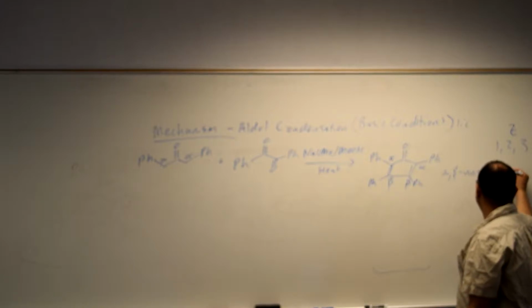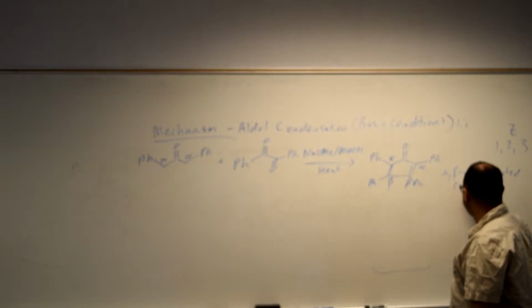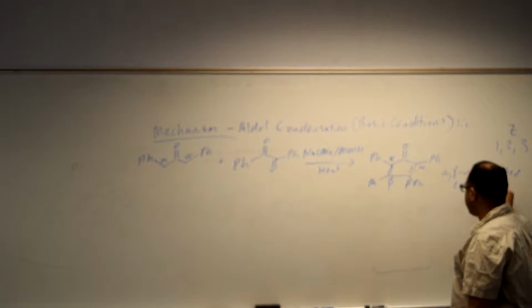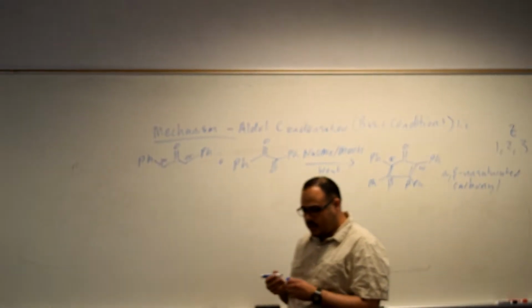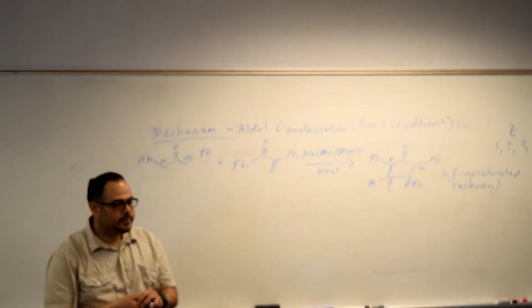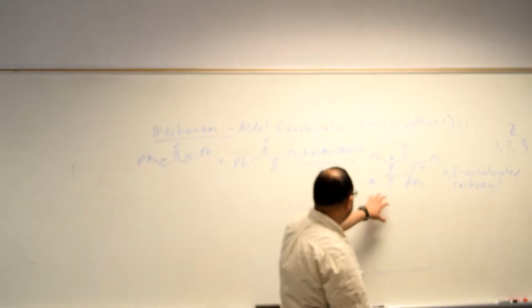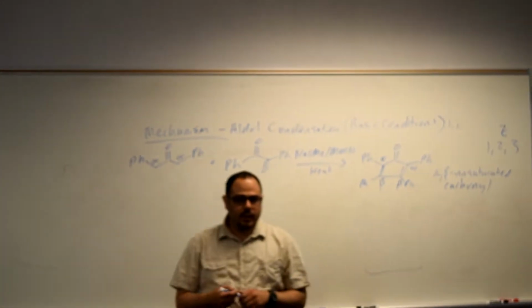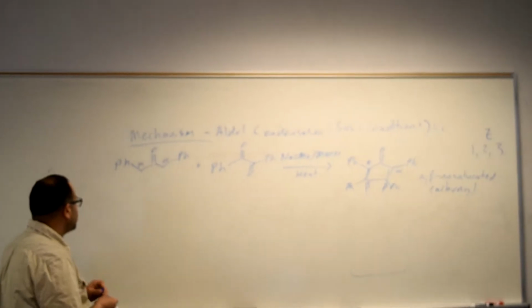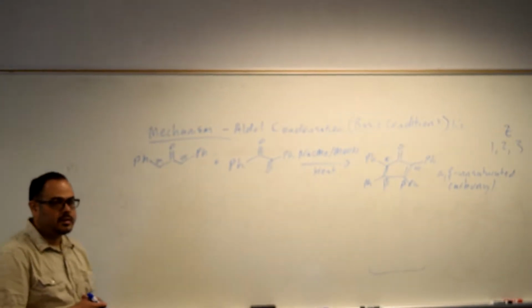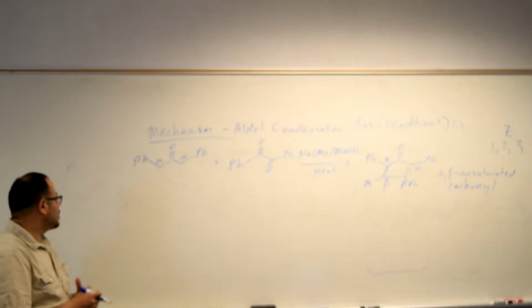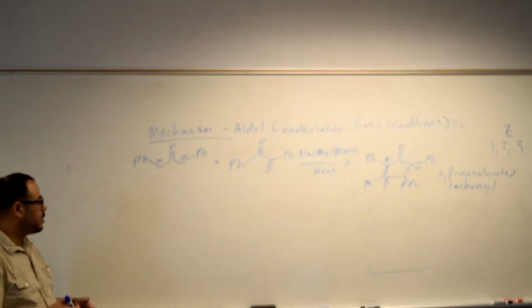Saturated carbonyl compound. Whenever you do an aldol condensation, you get the alpha beta unsaturated carbonyl compound. So in this case, the first couple of steps will be very much similar in both cases. This one's going to be a little bit lengthy because of the process.